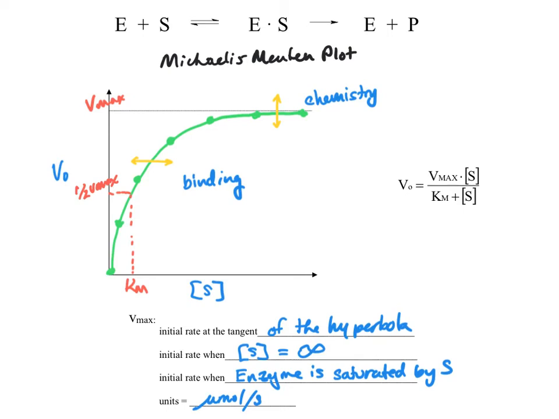You can tell this is an important page because we're on our third video for this one page. So it's important material, but it's difficult material as well. Let's review that we've been talking about the Michaelis-Menten plot.